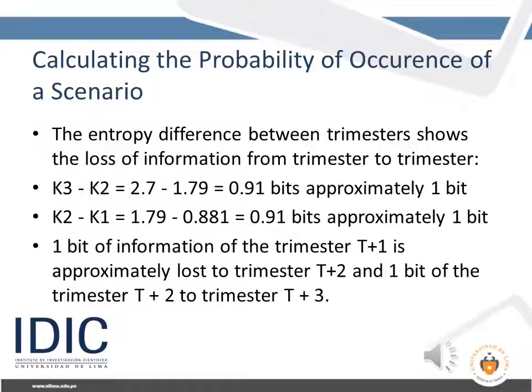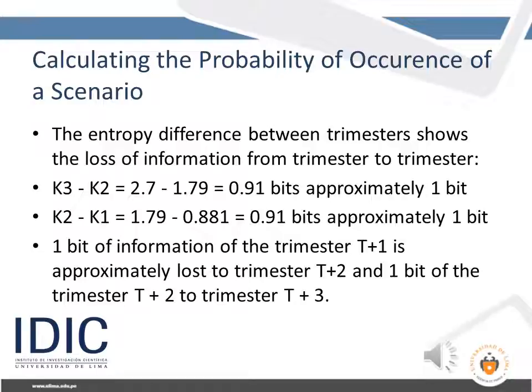By subtracting the entropies, we can find how much information we have lost. And we can see that from the second trimester to the third, we have lost almost 1 bit, and also from the first to the second trimester, we have lost also 1 bit. This is because we only have two scenarios, and both scenarios have a probability very near to 50%. 50% of probability between two scenarios is the highest uncertainty for a foresight. It is totally random. We don't know which one will happen.